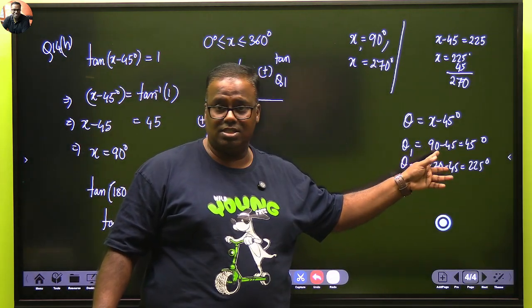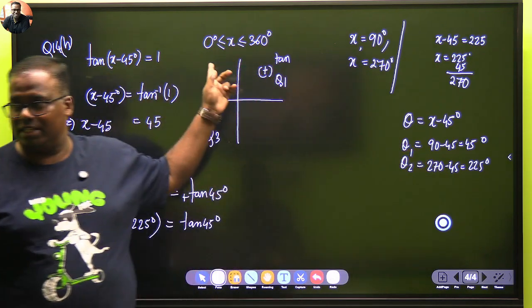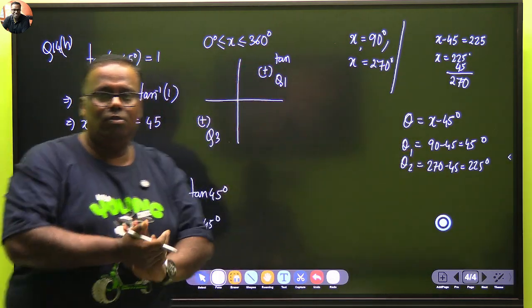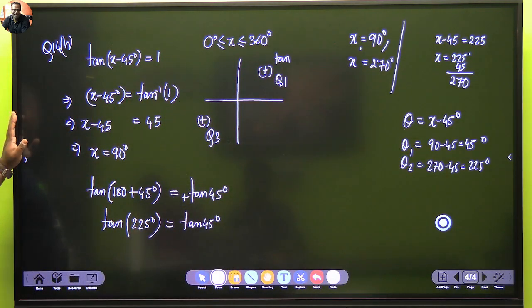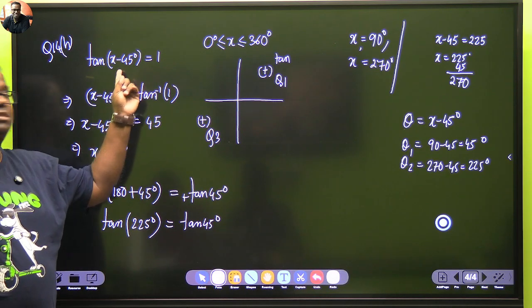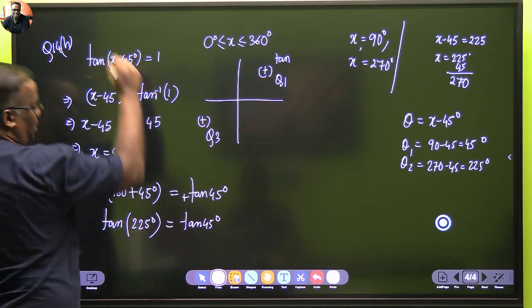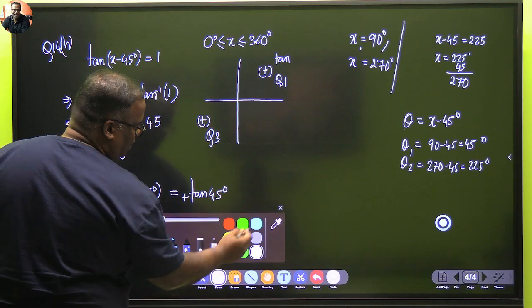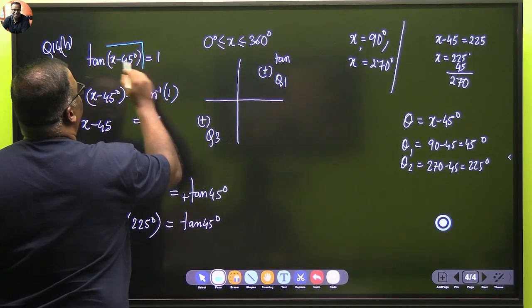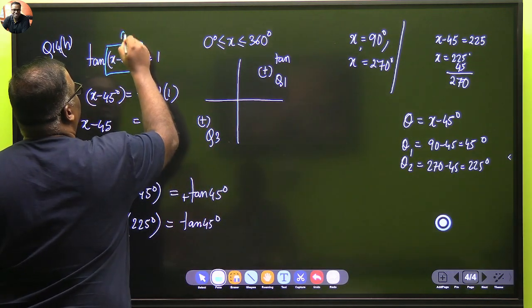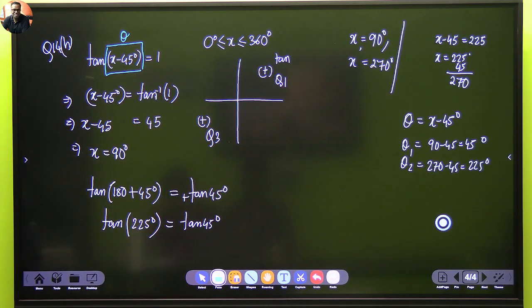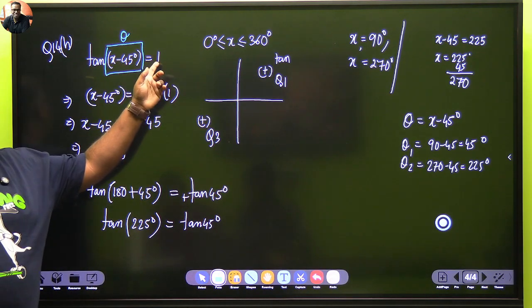These are the thetas, but you need to solve for x. Chalo, Ashmita, one round, together. Tan of x minus 45. This entire thing is your angle measure. This is theta.